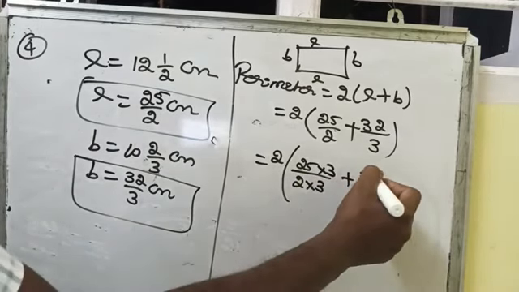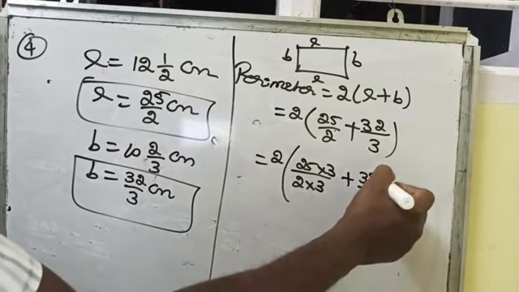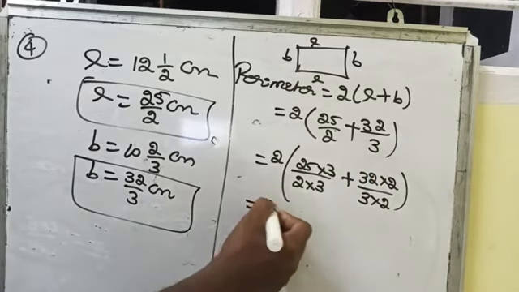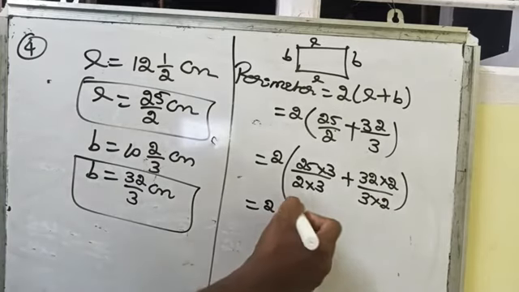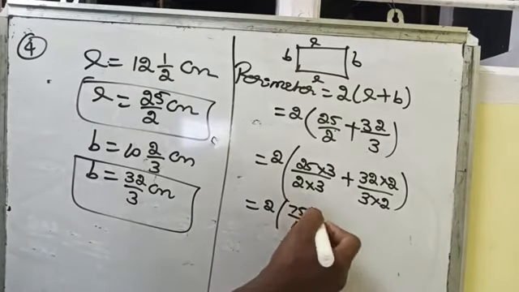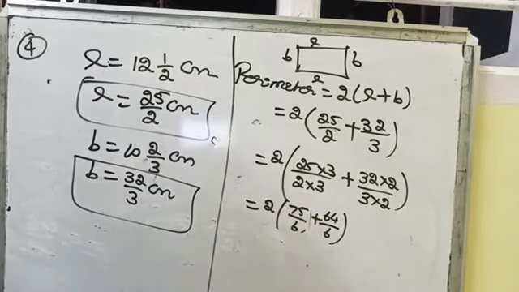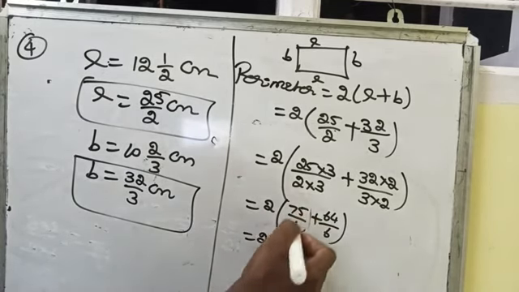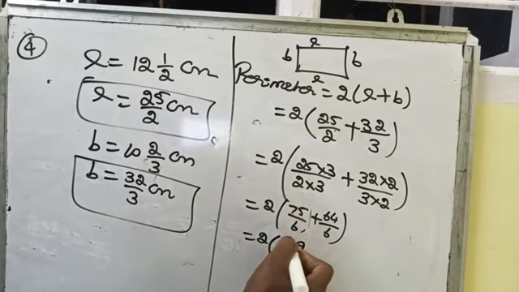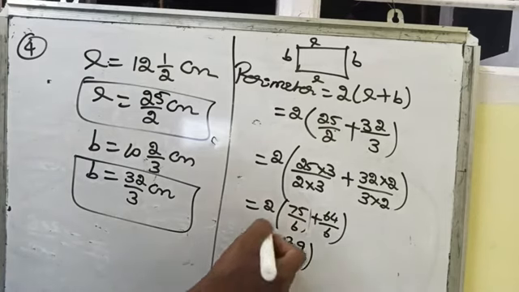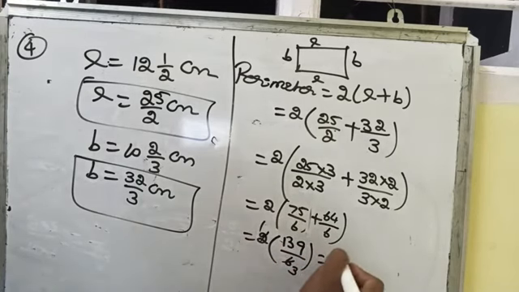Then 32 by 3 into 2, so 32 2s are 64 by 6. So it is 2 times of 75 by 6 plus 64 by 6. 75 plus 64 is 139 by 6. You can simplify more: 2 divided by 2 is 1, and 6 divided by 2 is 3. It will be 139 by 3 centimeters.